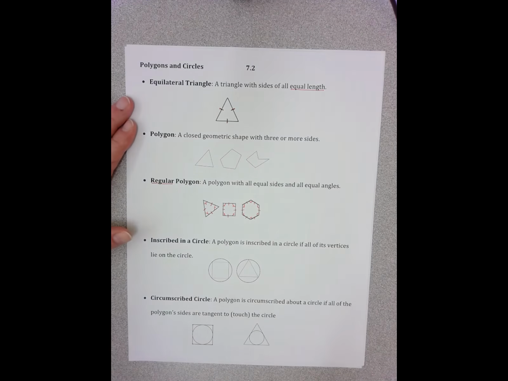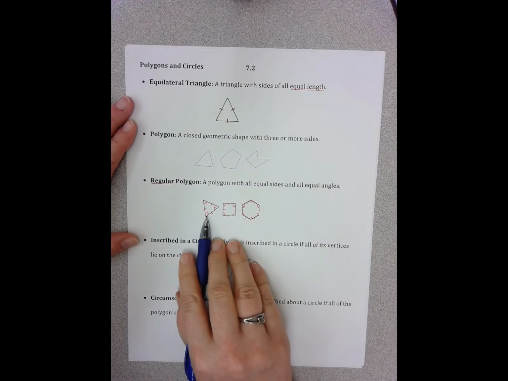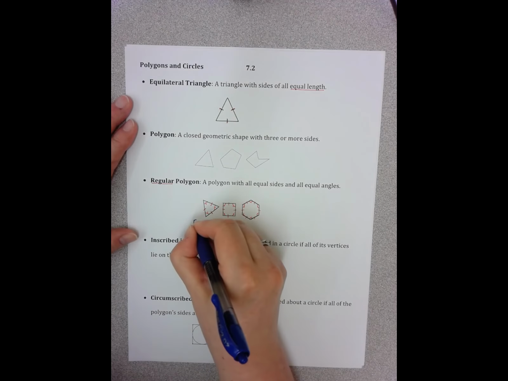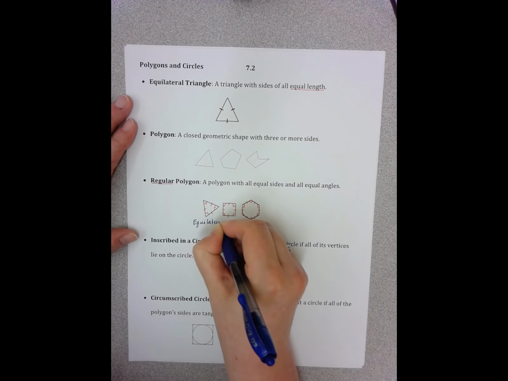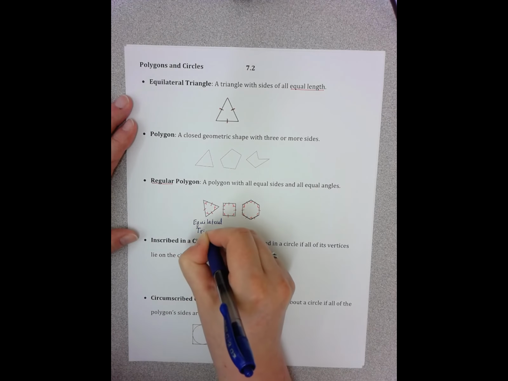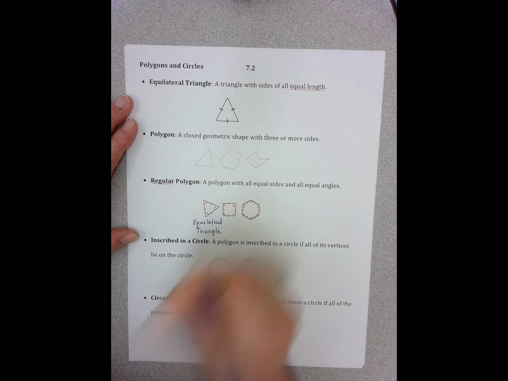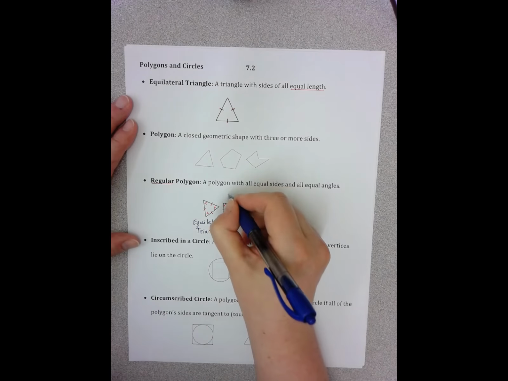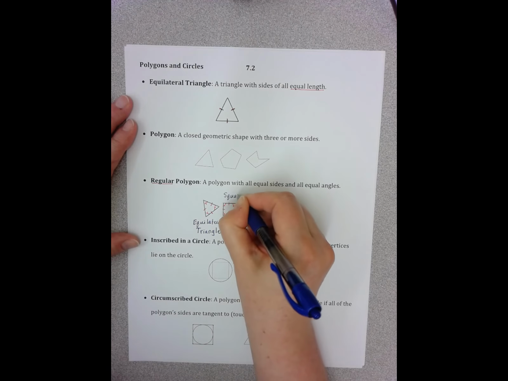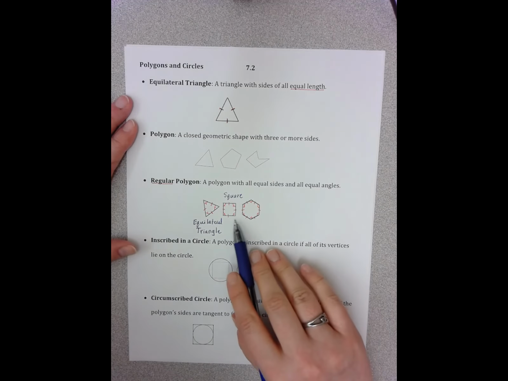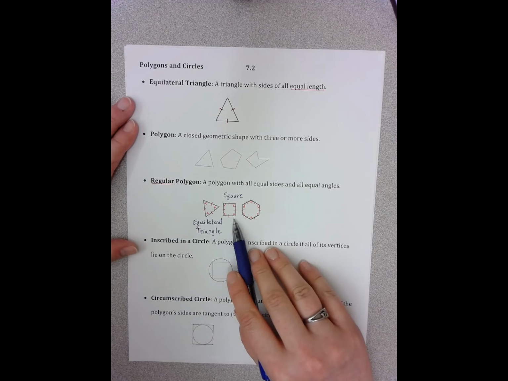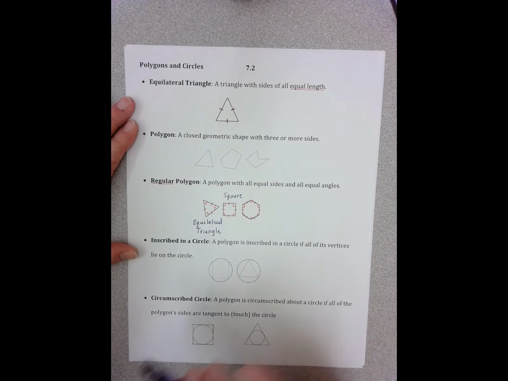And then for the 3-sided figure that's regular, we call that an equilateral triangle. And for the 4-sided figure, we call that a square. Now, for regular polygons past the 4-sided, we don't have special names as in for the triangle and the quadrilateral.